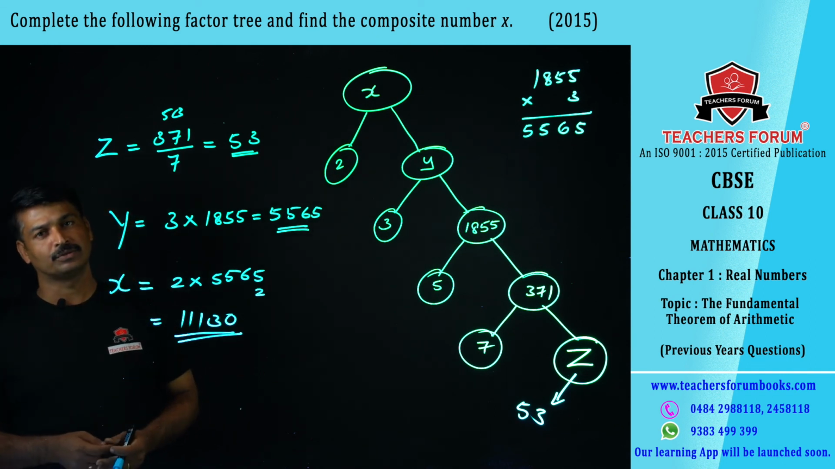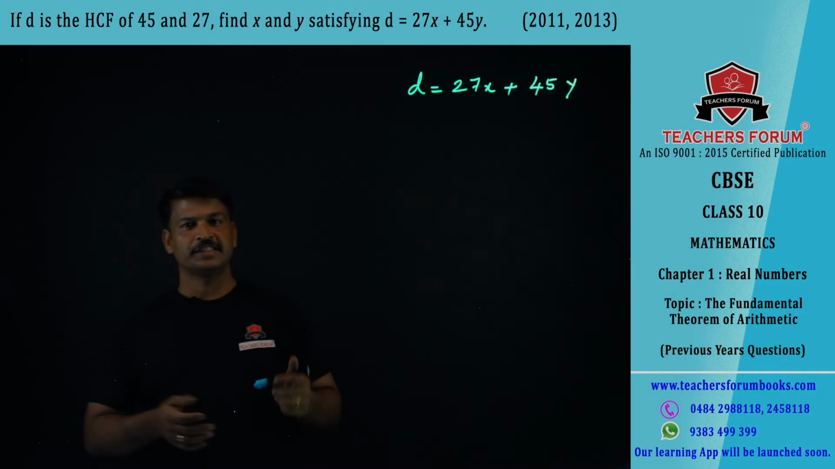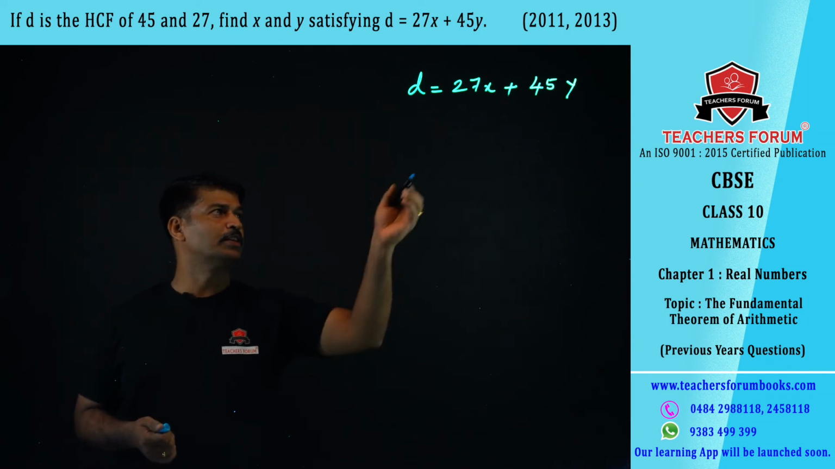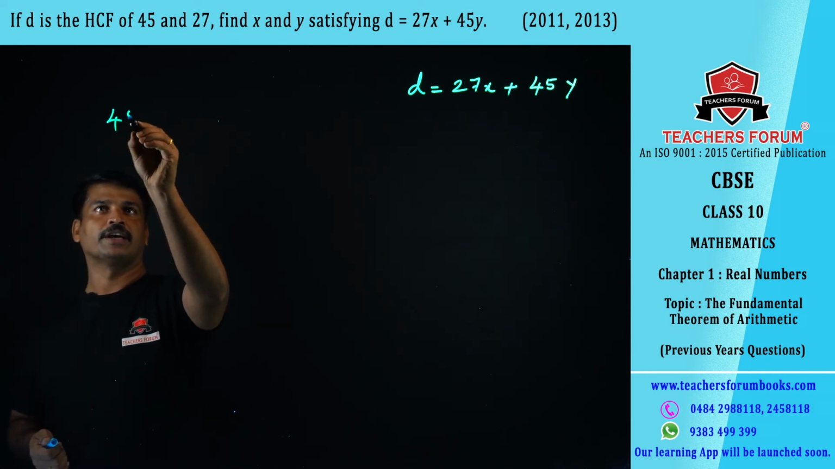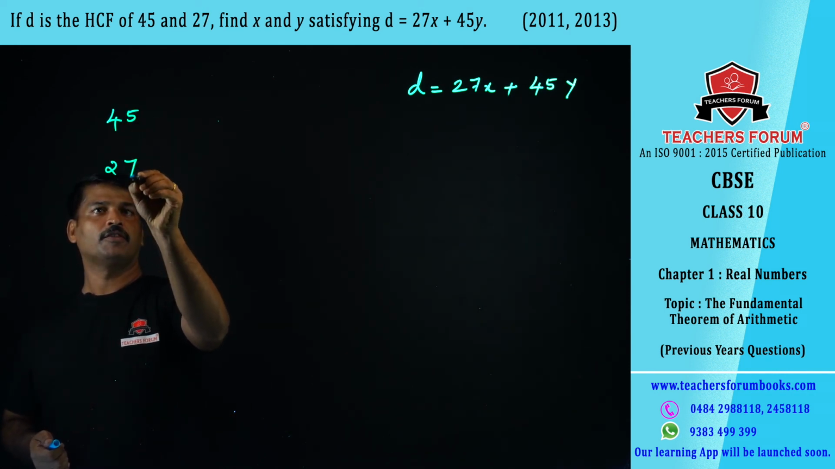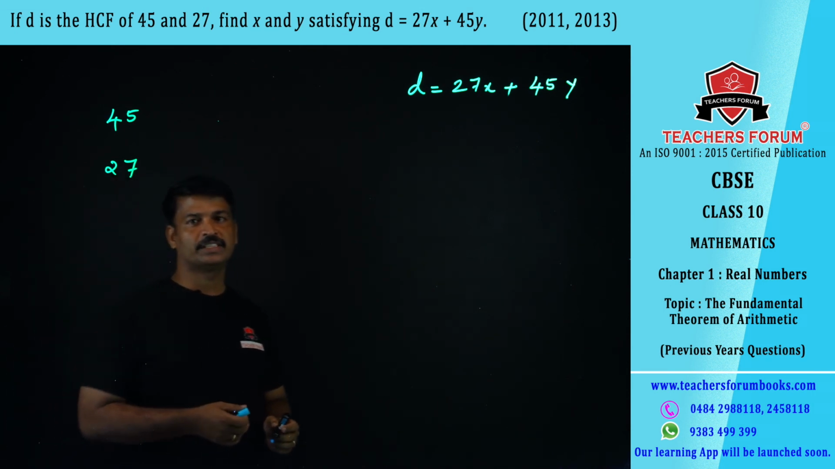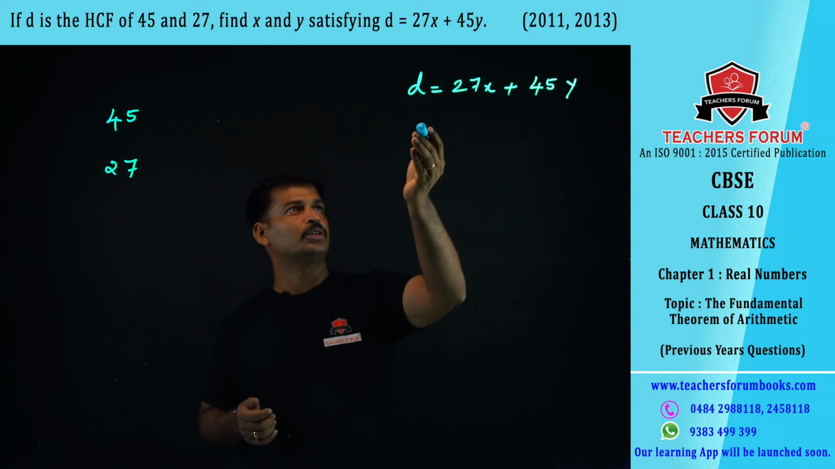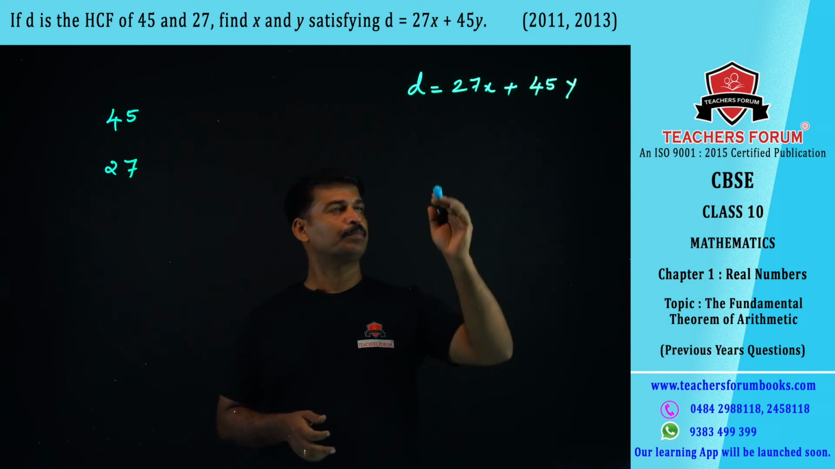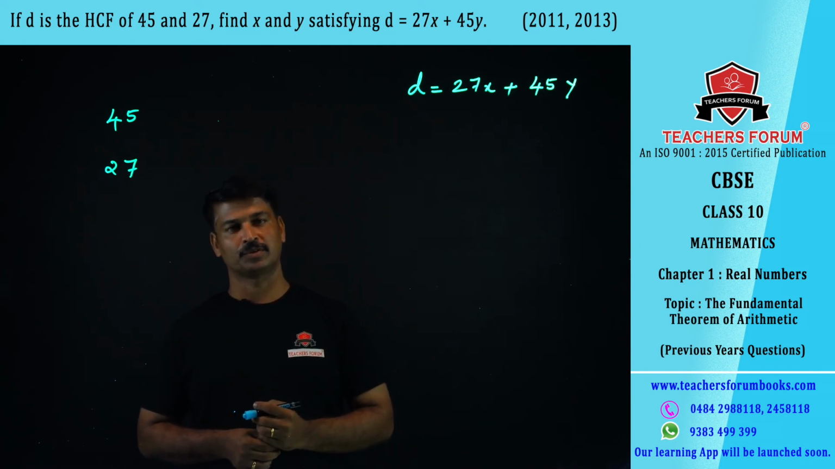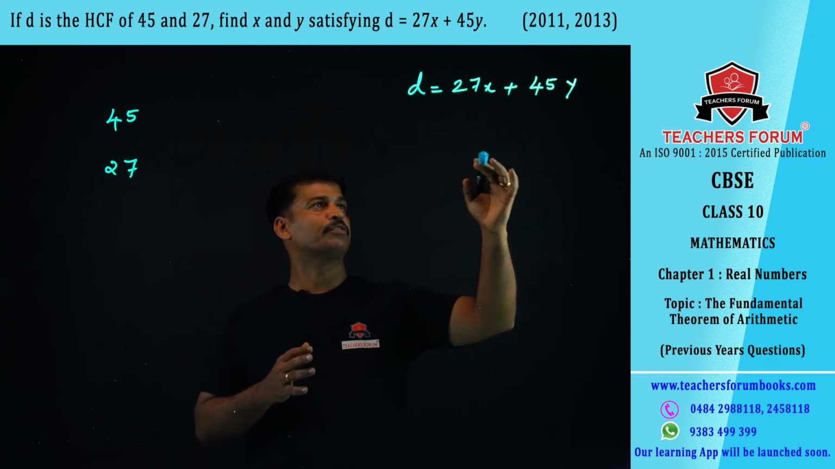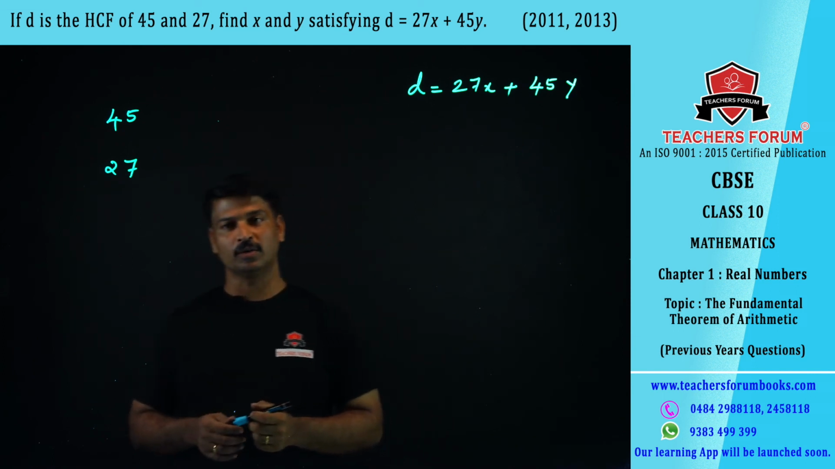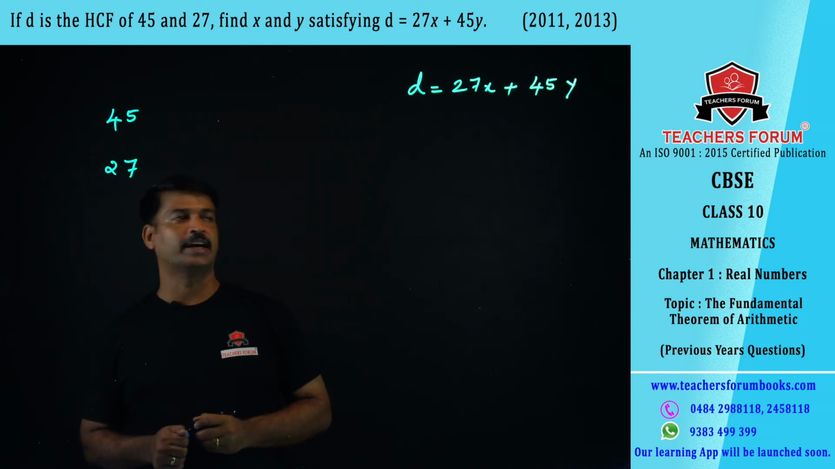Now let us move to the next problem. Here it is given that D is the HCF of 45 and 27, and it is also given that D is equal to 27x plus 45y, so that you have to find the value of x and y. So let us first find out what is the HCF of 45 and 27.